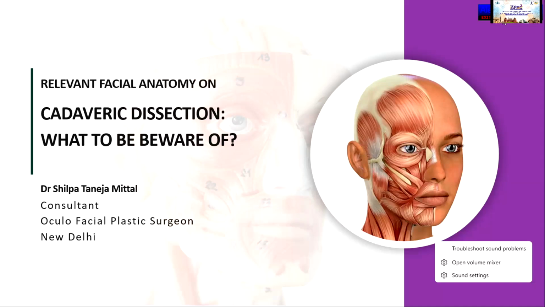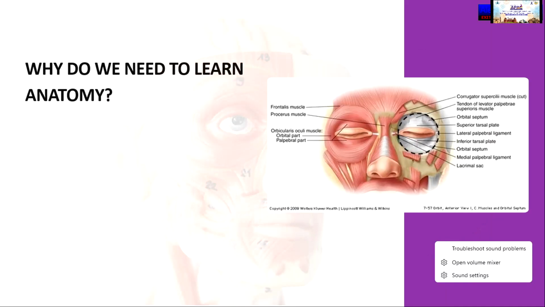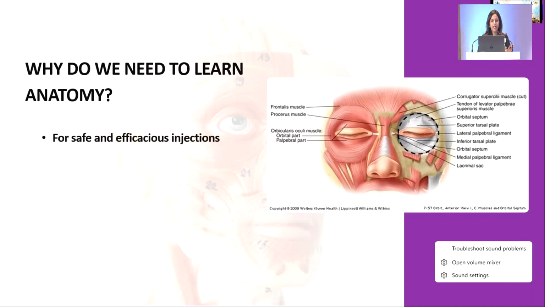So good morning, everyone. In the next few minutes, I'll be taking you through relevant facial anatomy on cadaveric dissection. As we all know, anatomy is the most basic, yet the most relevant and important part before any surgery or any procedure. Why should we learn anatomy well? Obviously for safe and efficacious injections so that we don't go wrong, and to achieve consistent results every time. We should know what we did before, and only then can we judge ourselves and do the thing rightly, in the best possible way, the next time.